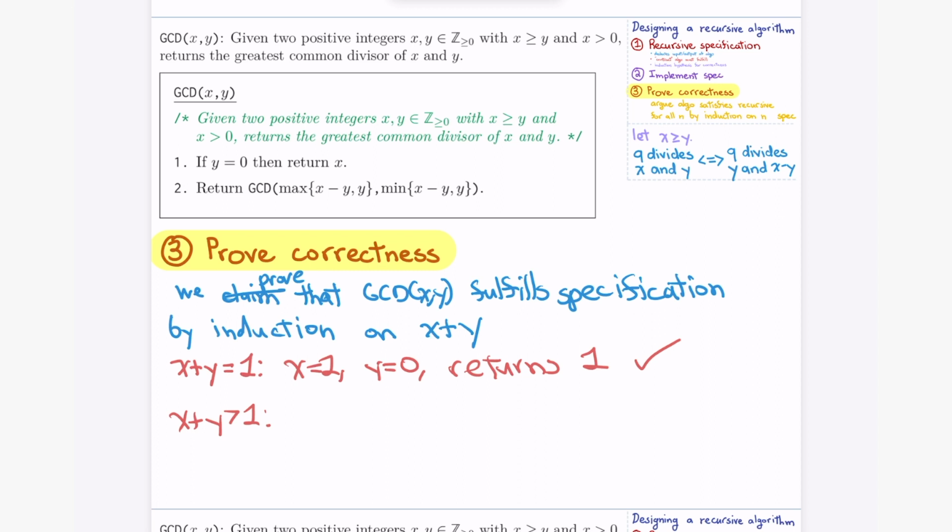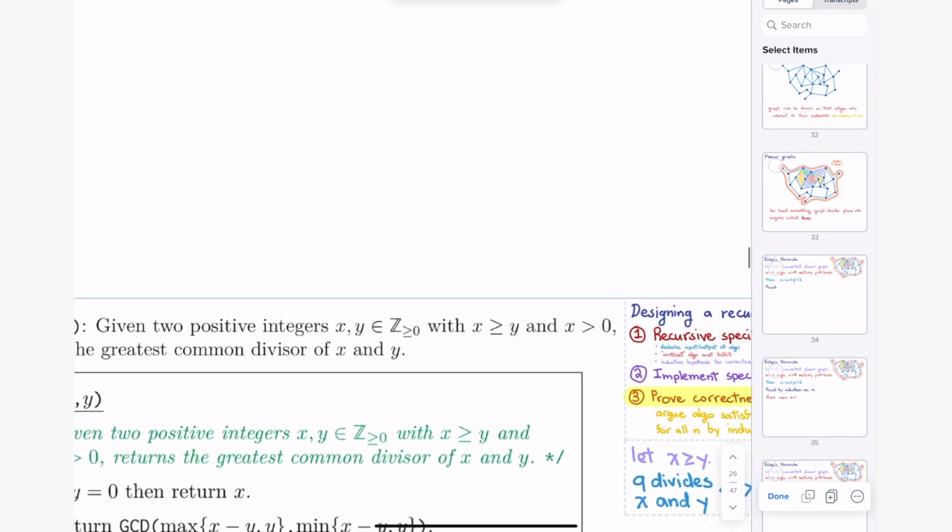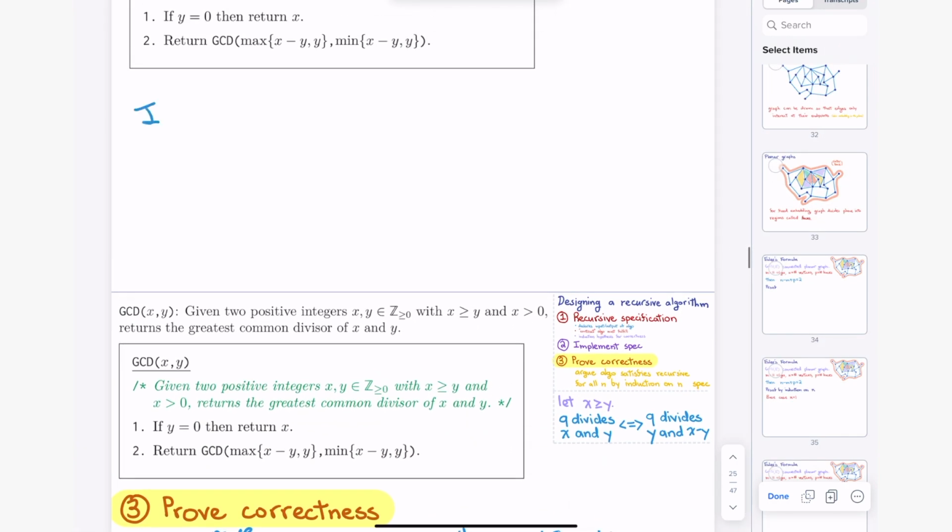Could we do the induction on y? Yeah, okay. Suppose we did induction on y then. If you wanted to do induction on y, if y is equal to 0, then we're okay. If y is bigger than 0, then you're going to do a recursive call to x minus y, y or something, right?